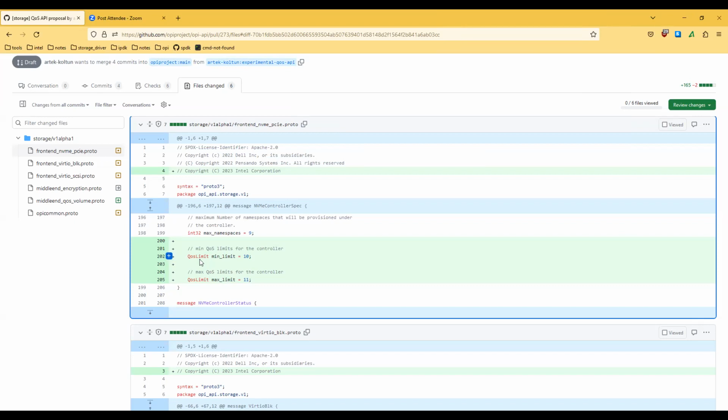So I understand, but the question is, what happens if you have the quality of service on the front and back end which is conflicting? I see. That's a good question.